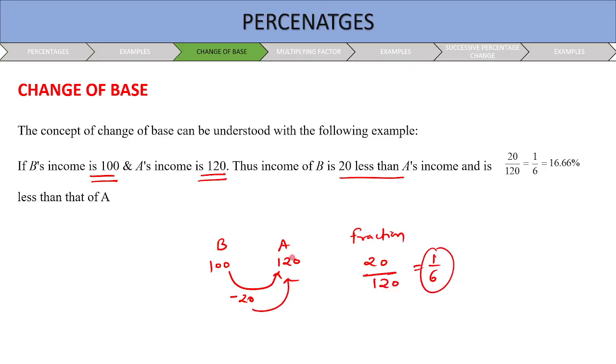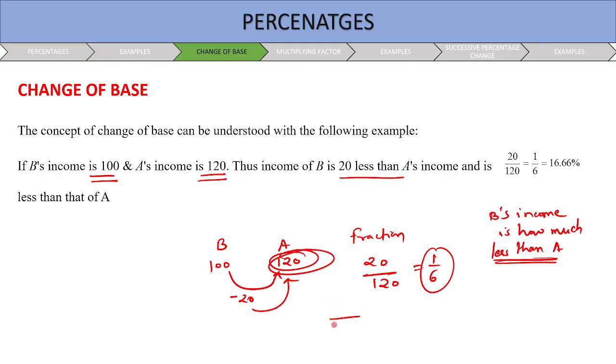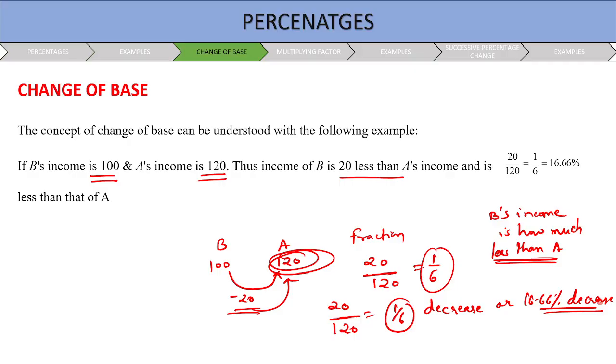So here the base has changed to A, because we are considering how much less B's income is than A. So A will be your base, which is 120, and it is 20 less. So there is a decrease of 1 by 6, or you can say 16.66 percent decrease. So I hope this concept is also clear. A similar sort of thing we have discussed in the previous concepts also.